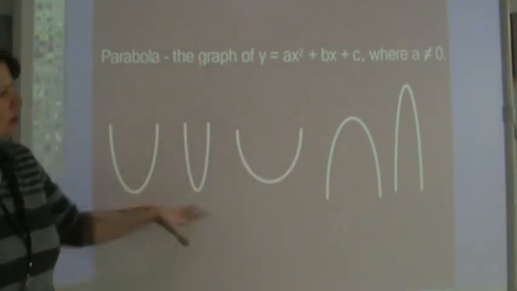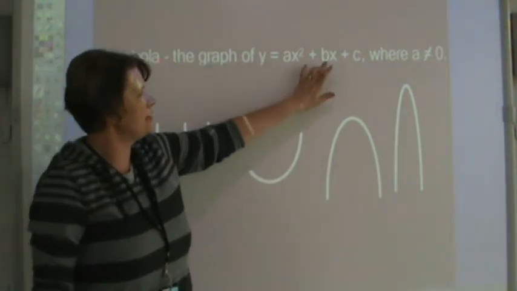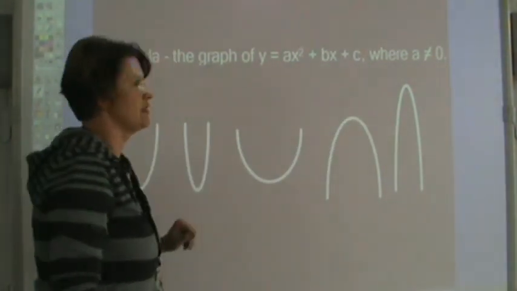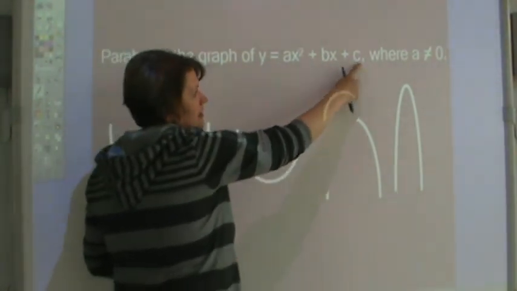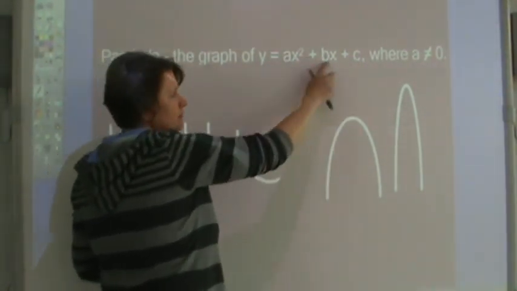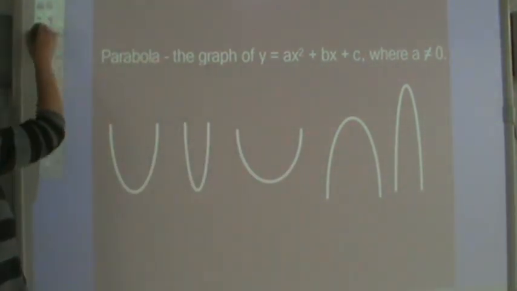But basically, this is your graph of it, and then this is your equation. It's going to be y equals ax squared plus bx plus c, where a cannot equal 0. So a is going to be a number, b could be 0, c could be 0. This one can't be 0, but otherwise, that's our general equation.